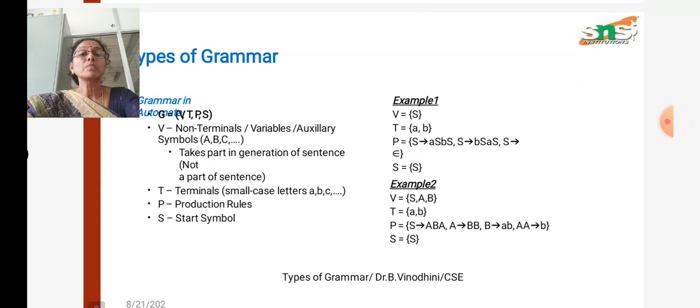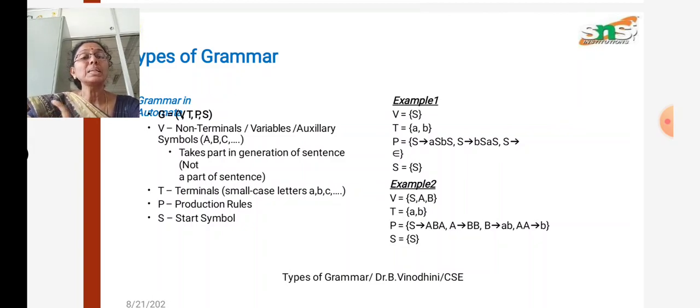So the types of grammar. Before going into the types of grammar, first we have to define what a grammar is. Grammar is a set of V, T, P, S. V is the non-terminals, or variables, or auxiliary symbols, and T is the terminals, which are small case letters, and P is the set of production rules, and S is the start symbol.